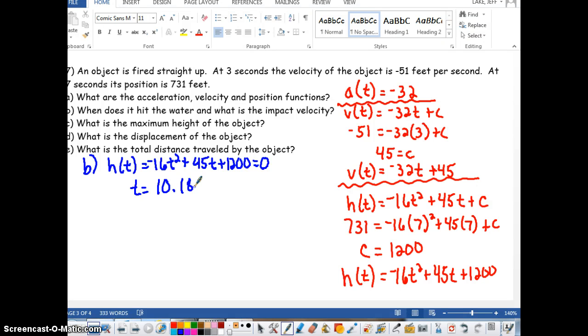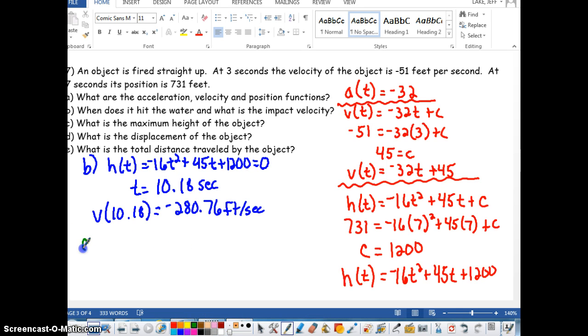To find out the second part of that, what is the impact velocity, you take this 10.18 and you plug it into the velocity equation. So V of 10.18, plug it in, and you end up with negative 280.76, and that's feet per second. And I'm going to go back up here and write seconds there because you want to make sure you have your units on this.